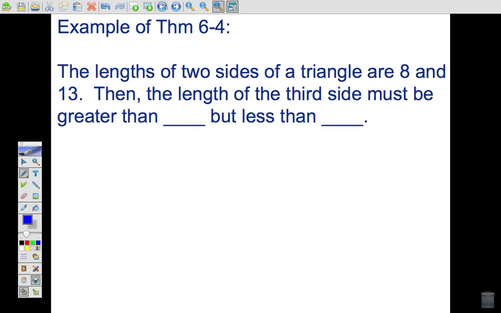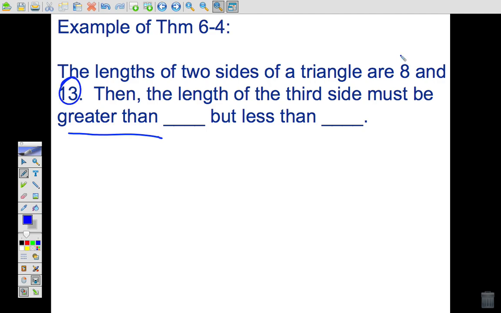All right, so I want to finish up with this. It says the lengths of two sides of a triangle are 8 and 13. So two of the sides are 8 and 13. Now what would the length of the third side have to lie in between? Well, if you use the triangle inequality theorem or simply a shortcut like this, to find out what the length of the third side has to be greater than, well, let's subtract these two numbers.